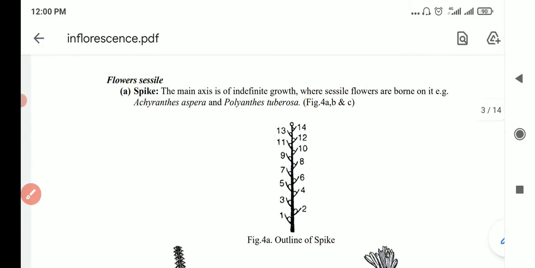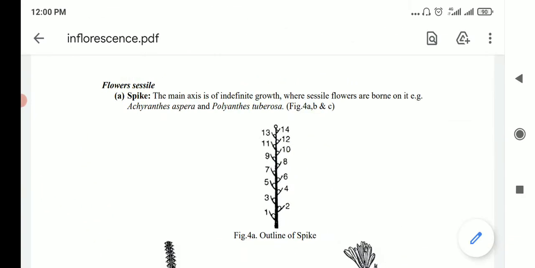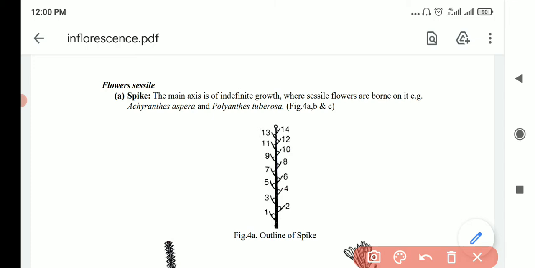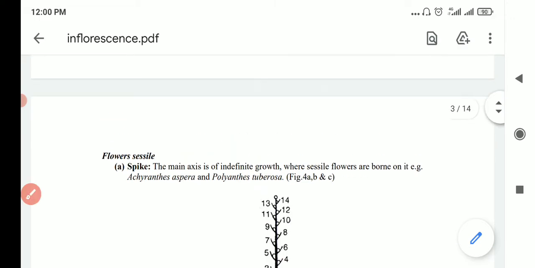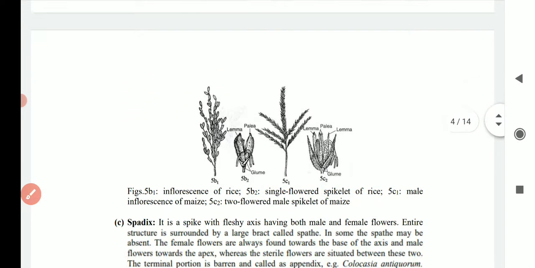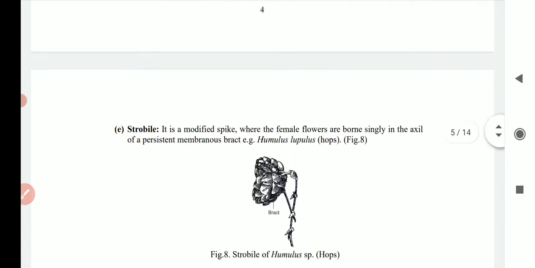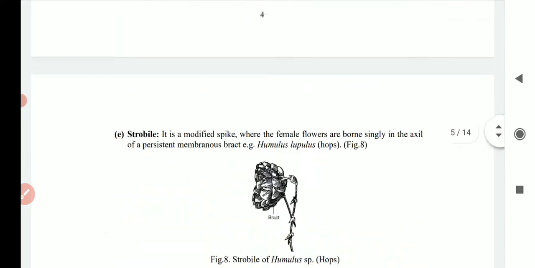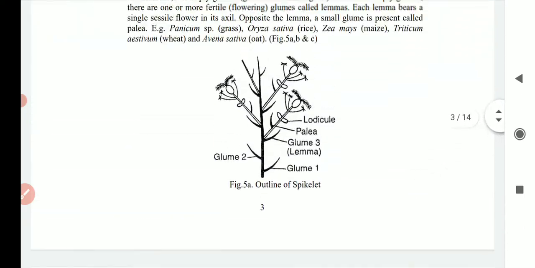Okay. So when the flowers are sessile, see here, those were all the flowers that were having a branch. Now when we talk about the flowers as sessile, it means the flower is directly on top of the rachis. Here, the first type is the spike, and the other types are spikelet, then spadix, then catkin, then strobile, capitellum, capitate. Okay, so these are the types. Now let's look at them in detail.